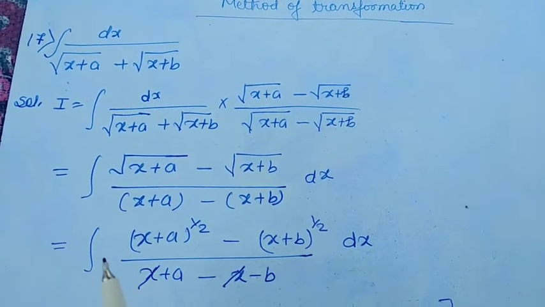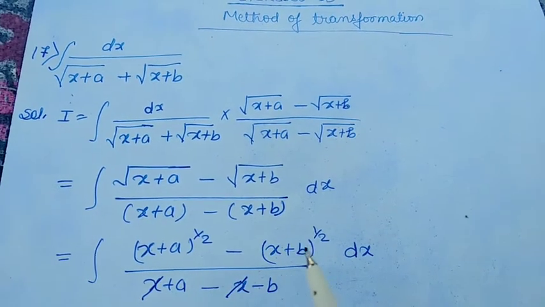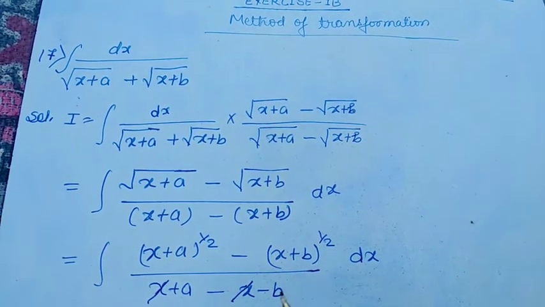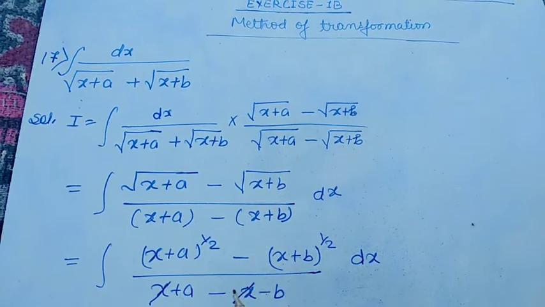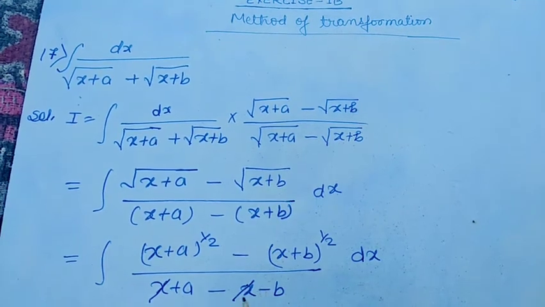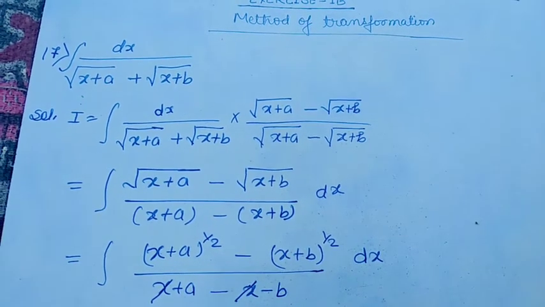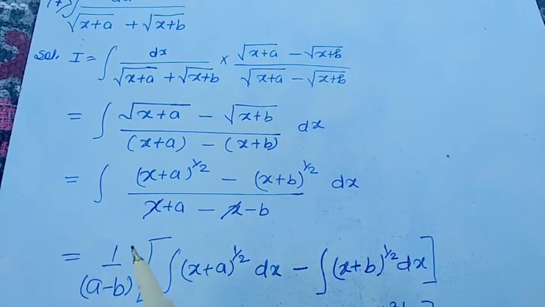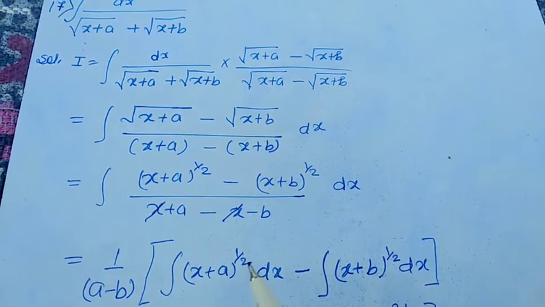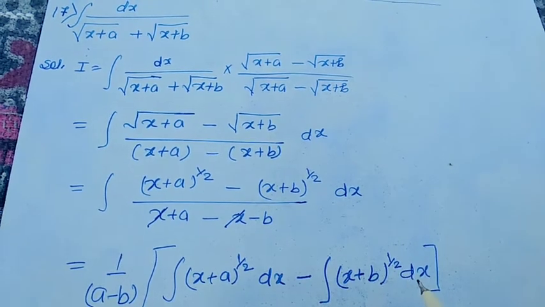So it can be written as, in the next step you can see, integration of (x plus a) whole raised to the power half minus (x plus b) whole raised to the power half upon (x plus a minus x minus b) into dx. This minus will multiply with this, so it will be minus x minus b. So here plus x and minus x will be cancelled out, so it will be a minus b. So we can take 1 upon (a minus b) common, so it will be 1 upon (a minus b) into integration of (x plus a) whole raised to the power half into dx minus integration of (x plus b) whole raised to the power half into dx.